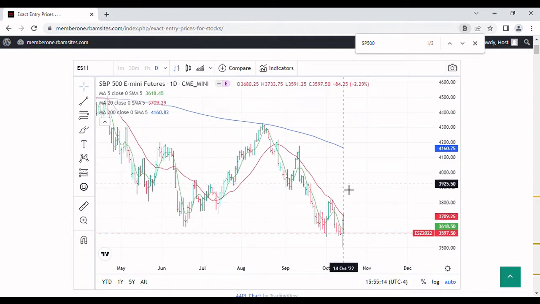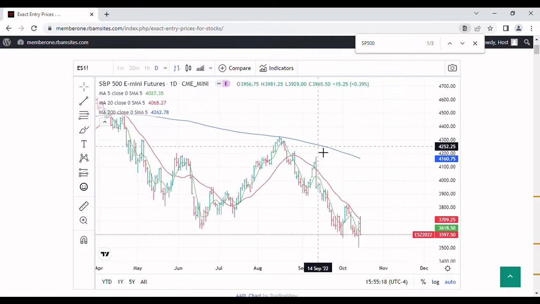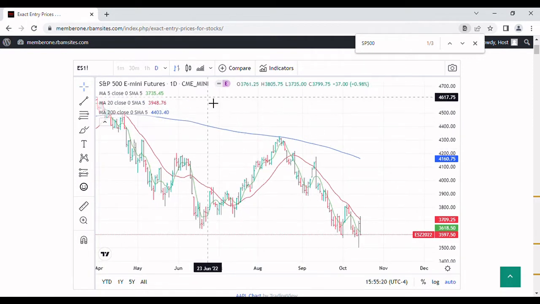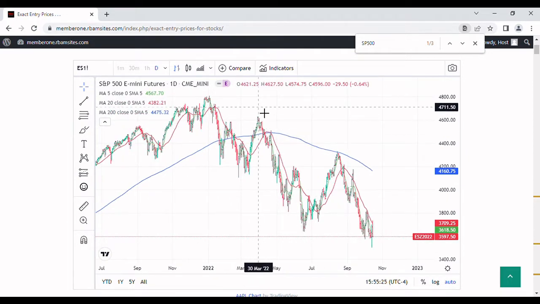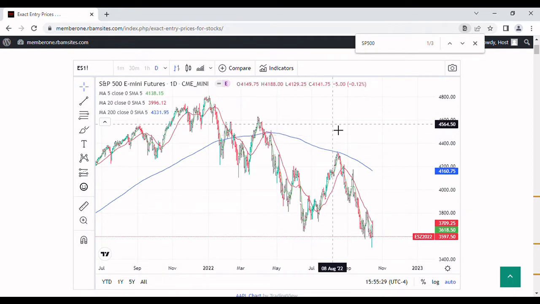This bar is Friday, October 14th, and in a minute we're going to show you prices for Monday, October 17th, some algorithmically generated entry prices. Let's take a quick look and see what's going on with the S&P 500. We've got a bear market starting back here around April of 2022. Been consistent in a bear market since that time.